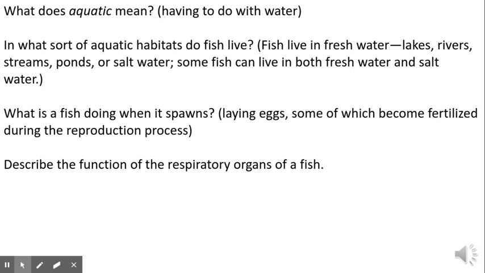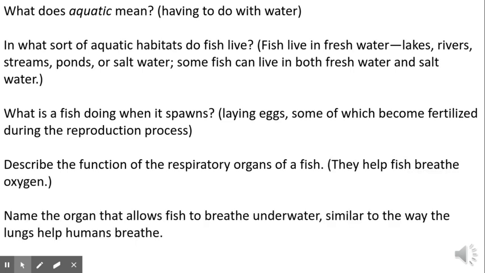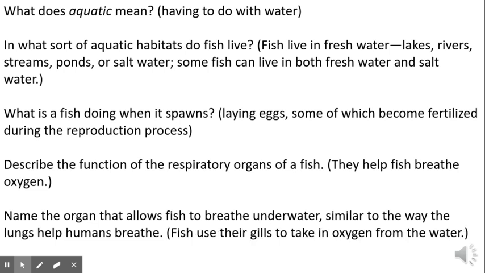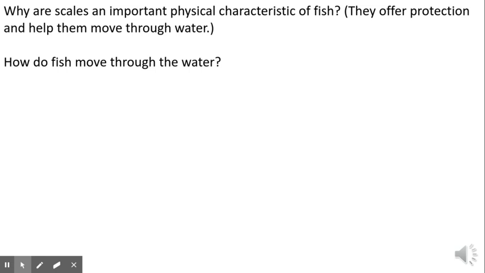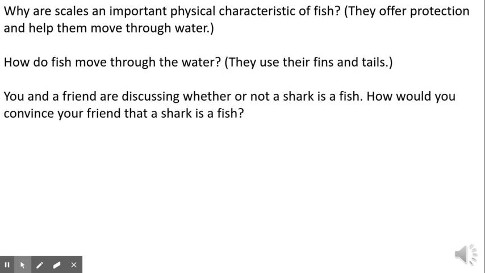Describe the function of the respiratory organs of a fish. A fish has gills, right, to breathe oxygen. Why are scales an important physical characteristic of fish? They offer protection and help them move through the water. How do fish move through the water? What is it they use to move through the water? They use their fins and tails.